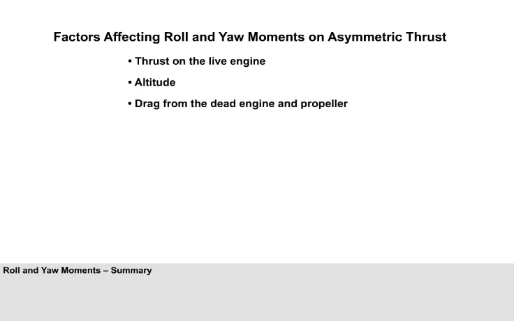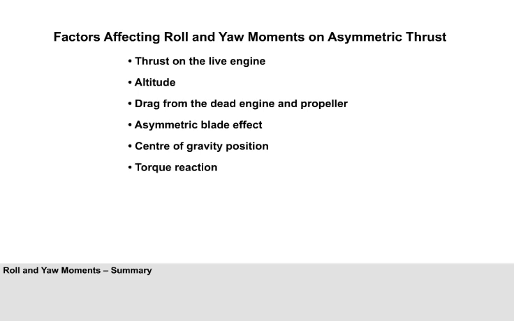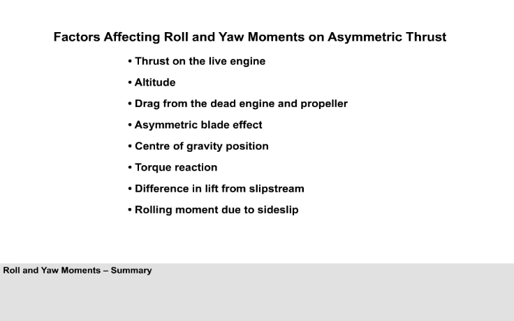We can summarize the factors affecting the roll and yaw moments when on asymmetric thrust as follows: thrust on the live engine, altitude, drag from the dead engine and propeller, asymmetric blade effect, center of gravity position, torque reaction, difference in lift from slipstream, rolling moment due to side slip, weight, and finally, the vital element of IAS, which determines the amount of control the pilot has over the aircraft.